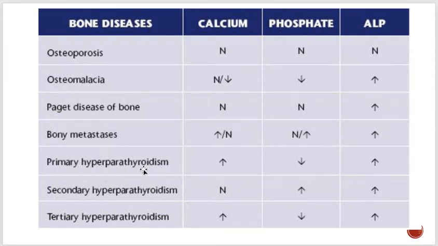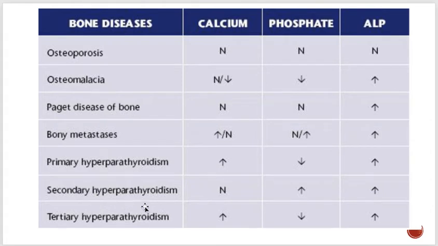Primary hyperparathyroidism, see guys, the condition is very, very clear. In primary hyperparathyroidism, what is going on? The parathyroid glands are producing more and more parathyroid hormone, which will increase the calcium levels in the blood, throw out the phosphate, and ALP will be raised as well.